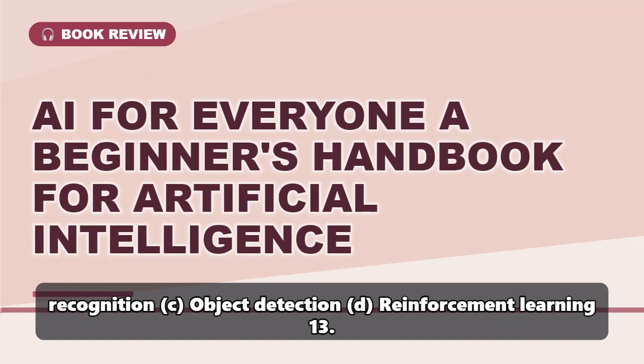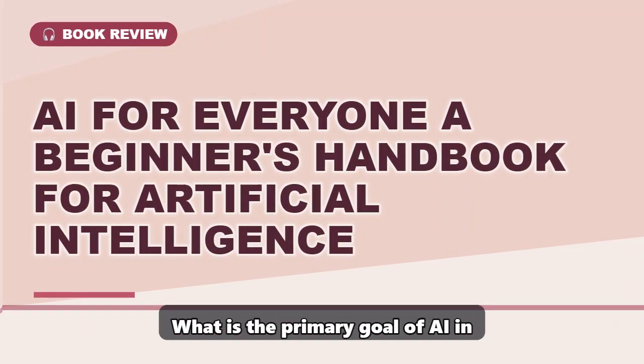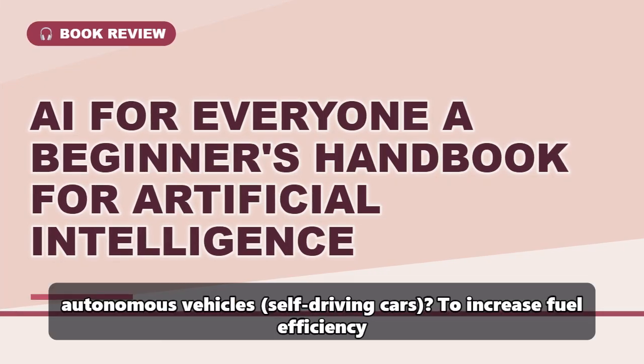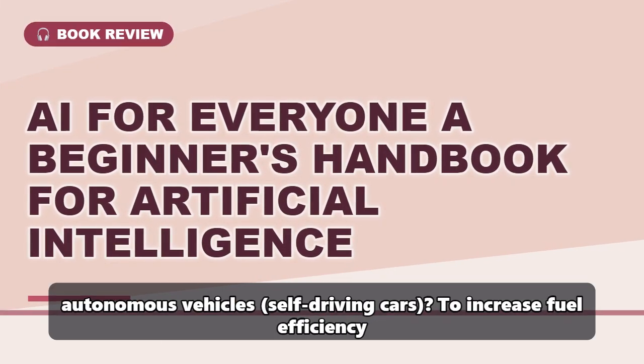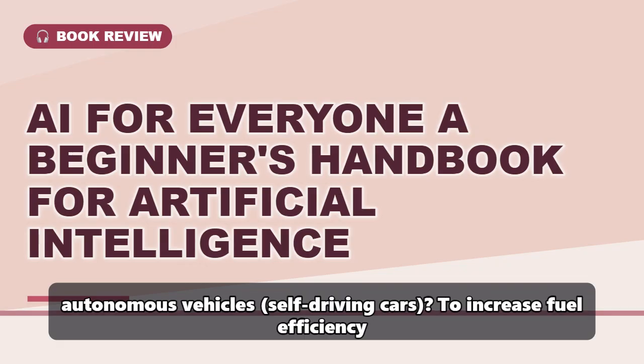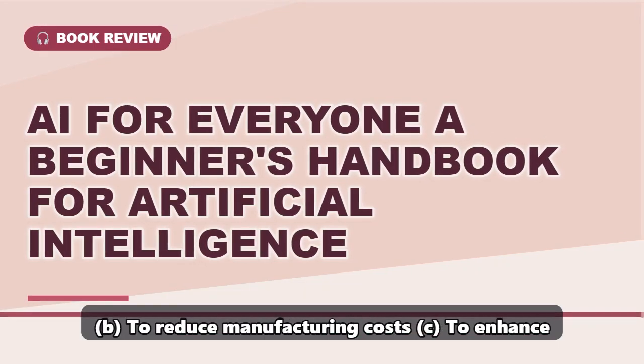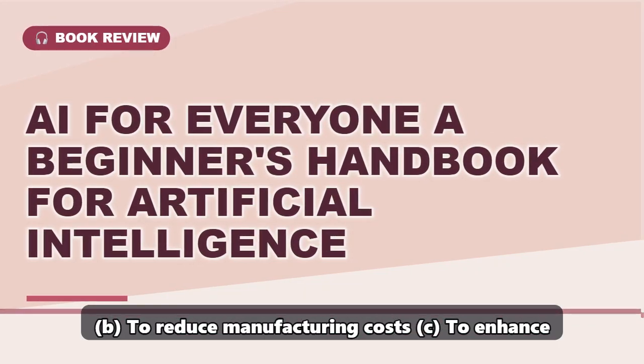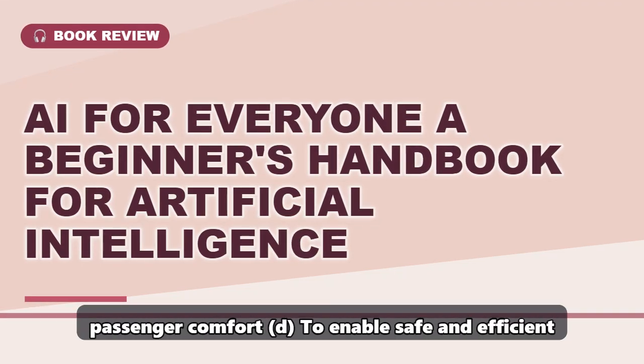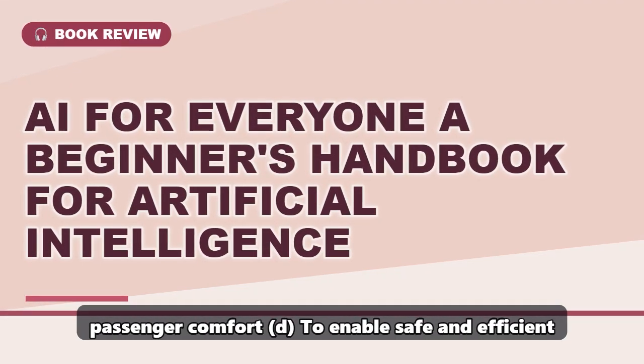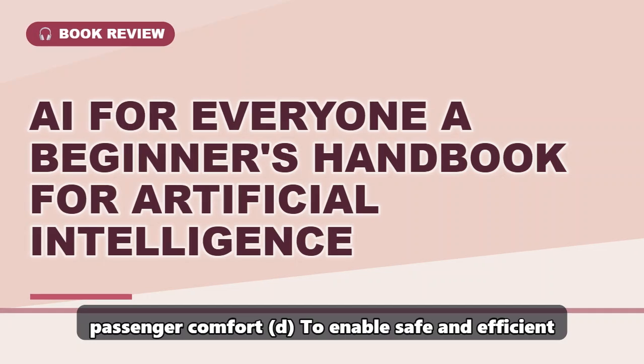13. What is the primary goal of AI in autonomous vehicles, self-driving cars? A. To increase fuel efficiency. B. To reduce manufacturing costs. C. To enhance passenger comfort. D. To enable safe and efficient navigation.